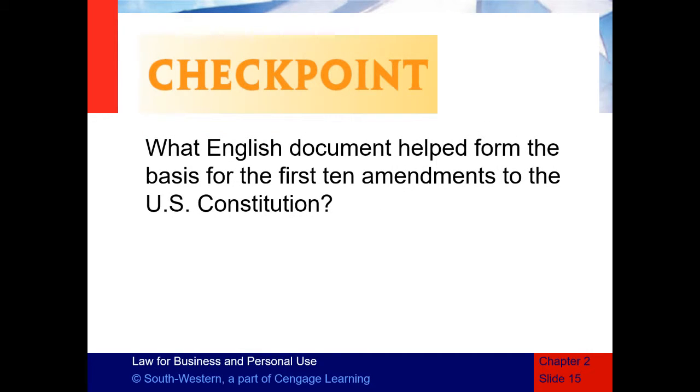Okay, so here's our first checkpoint. Again, if you could pause that and write the answer to this question in your Bell Work Journal.